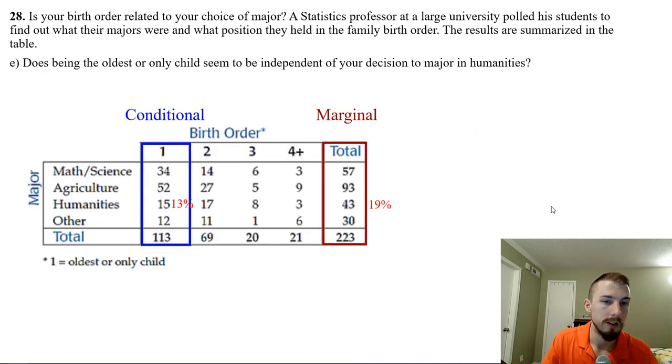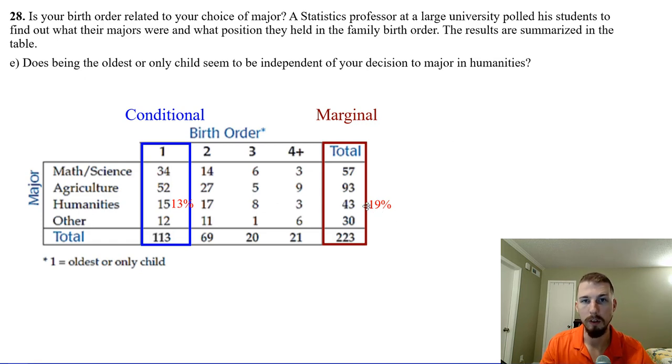Next one. Does being the oldest child seem to be independent of your decision to major in humanities? Another way you could look at this is looking at the marginal this way. It looks like 19% of all of our students majored in humanities, so that's 43 out of 223, but 13% of firstborns majored in it, and again, it's lower than what we'd expect. We'd expect it to be 19% across the board.